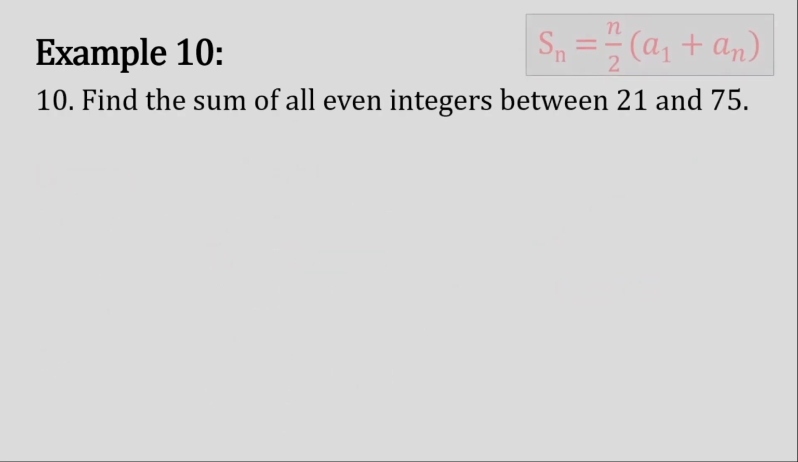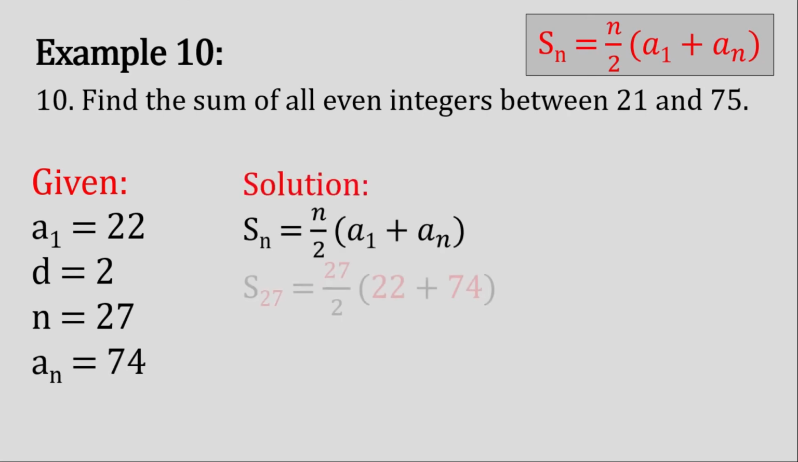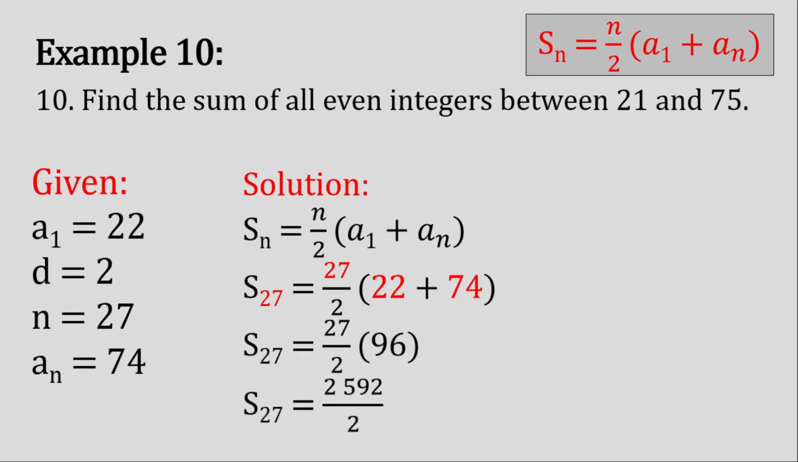Now, knowing the first term and the last term and the number of terms, we can now solve for the sum of the first 27 terms, or the sum of all even integers between 21 and 75. And that is S sub 27 is equal to 1,296. So that's all for part 2.